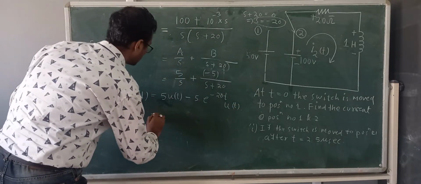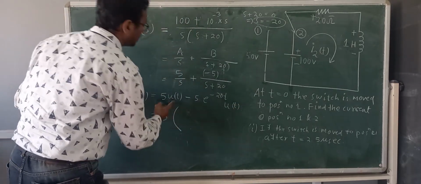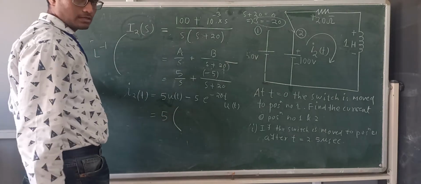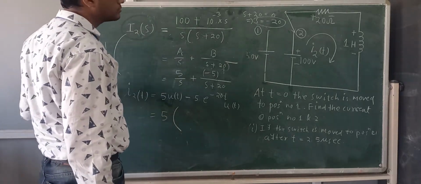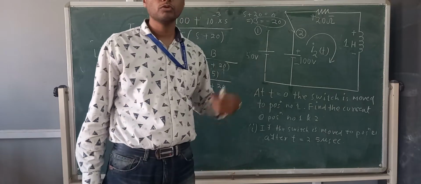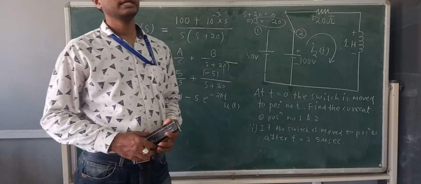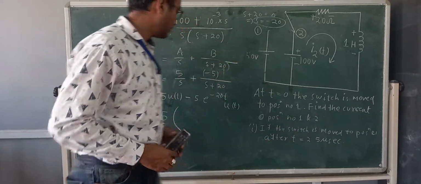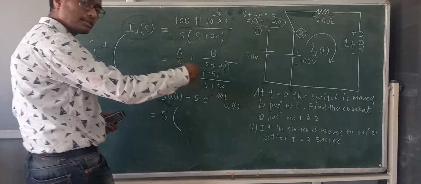So put 5 common here. ut is equal to 1 for t greater than or equal to 0. We assume all these functions are for t greater than or equal to 0.